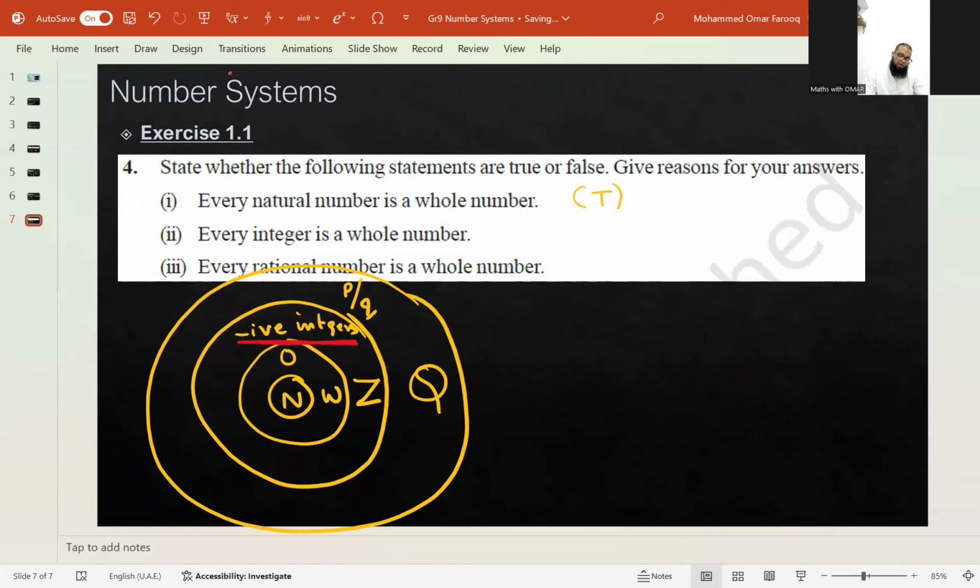So therefore, every integer is a whole number is false. Why? Because negative integers are not whole numbers.